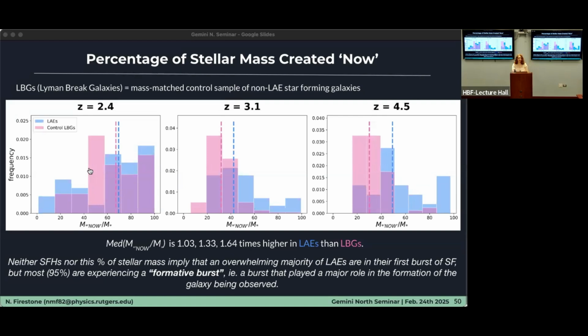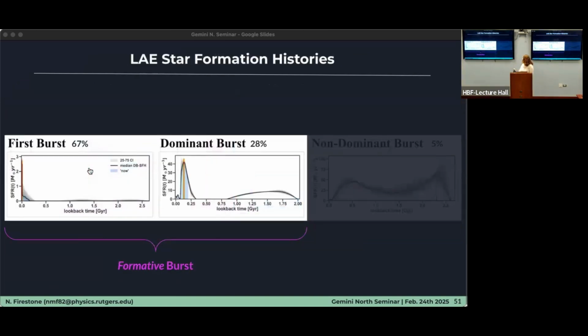So neither the star formation histories that I showed nor this percentage of stellar mass imply that the overwhelming majority of LAEs are in their first burst of star formation at the time in which we observe them. What it does tell us is that most LAEs are experiencing what we call a formative burst of star formation. In other words, a burst that played a major role in the formation of the galaxy that we're observing. And in order to quantify the amount of LAEs that fall into this category, we combine the first burst and dominant burst archetypes, giving us about 95% of the galaxies that are experiencing a formative burst.